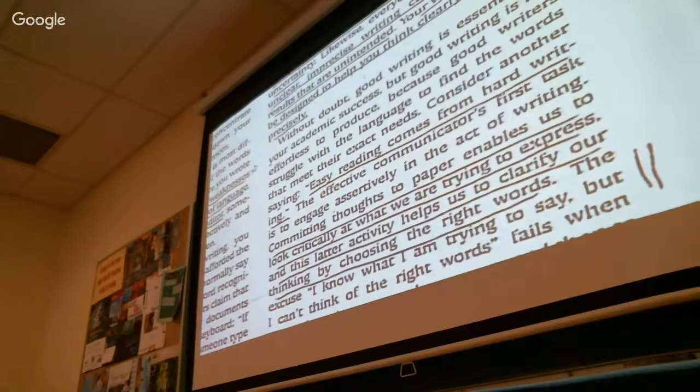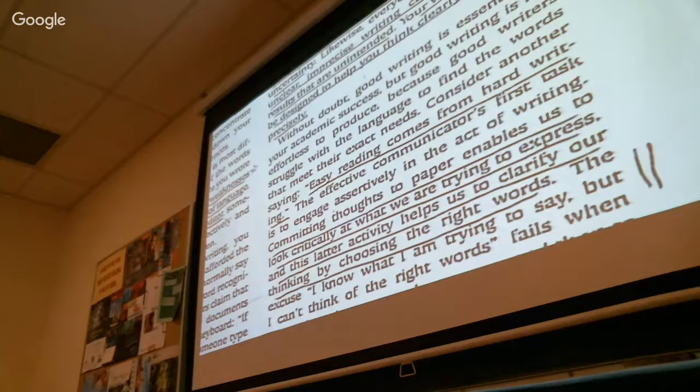I use the image all the time of putting your reader on a set of tracks, or just pushing your reader down the line to get to that point that you're trying to make. Organization, coherence, and all those things help with that too. But the language that you use is more specific to getting your reader to the task, right? You want to be able to be specific in what you're trying to do so that your reader understands it, right?